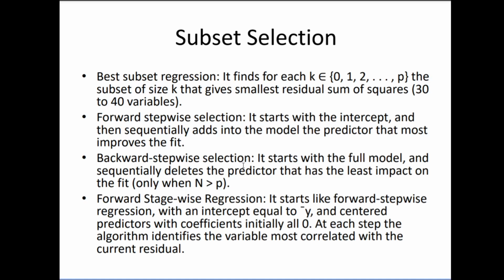Now this is only applicable if n is greater than p. So the amount of data you have, the number of examples, should be at least greater than p. Only then can it happen.